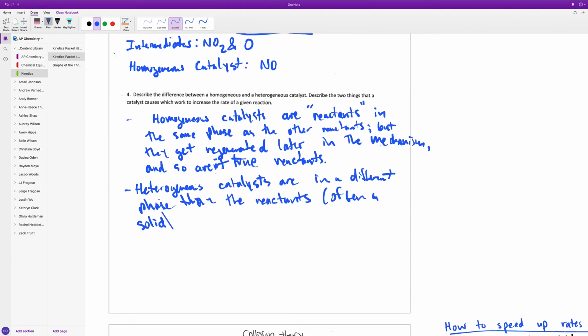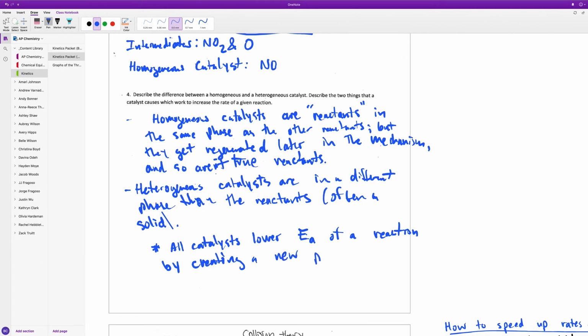And what do they both do? All catalysts lower the activation energy of a reaction by creating a new pathway for the reaction to proceed. Okay, that's it for today.